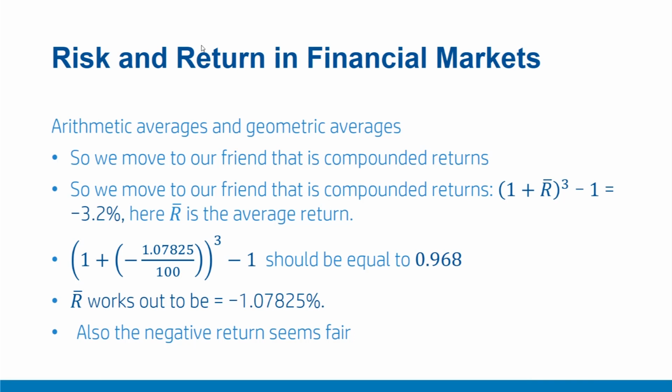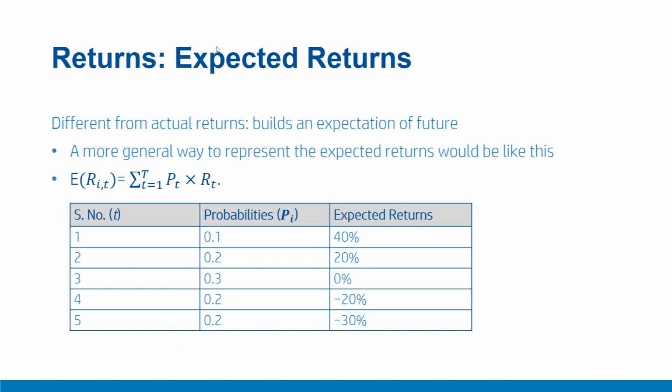Also, the negative return of -1.078% seems fair, unlike the 0% return that we obtained from the simple averaging scheme. Please note that the above discussion holds in the context of the calculation of actual returns. The actual returns are different from expected returns, and we'll come to the expected returns in a short while. For that, we need to understand the expectation operator.